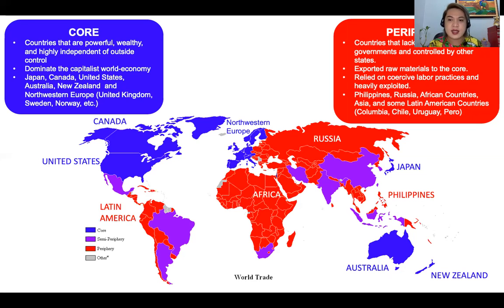Now, what are these countries? These countries are the Philippines, Russia, African countries, Asia, and some Latin American countries such as Colombia, Chile, Uruguay, and Peru. These are countries that are part of the periphery. And we still believe that we are part of the periphery because the Philippines, as one example, is considered one of the exporting countries of raw materials, in terms of coal, metals, and many other raw materials that we can see here.